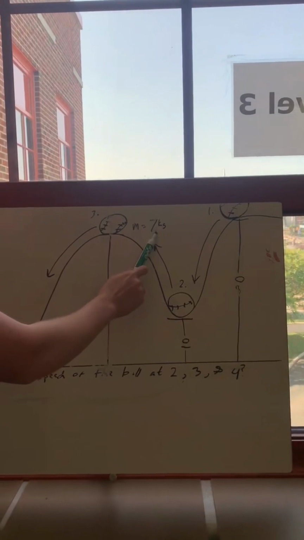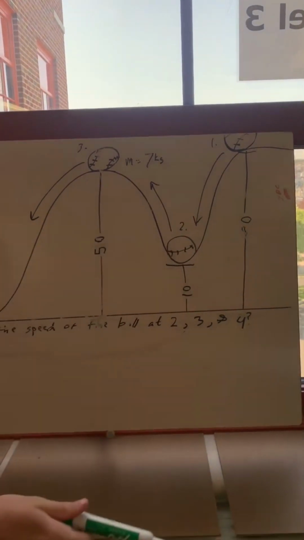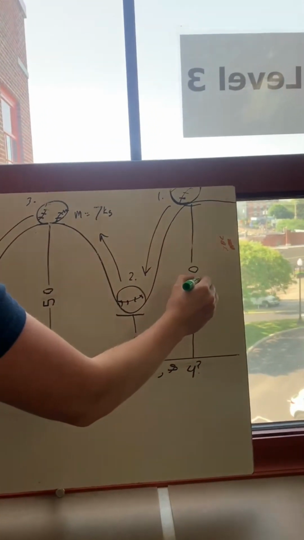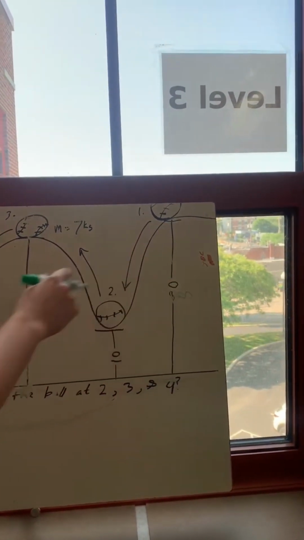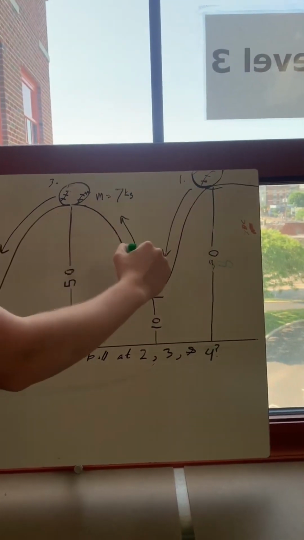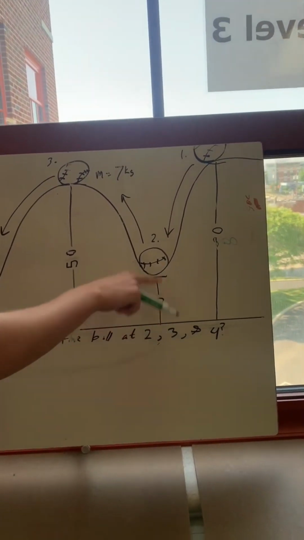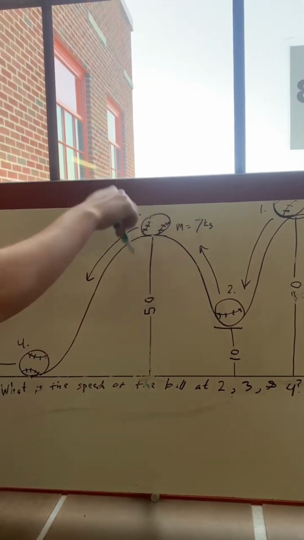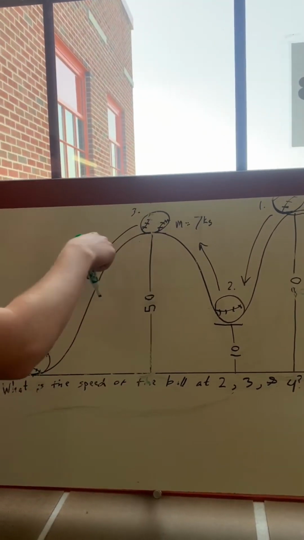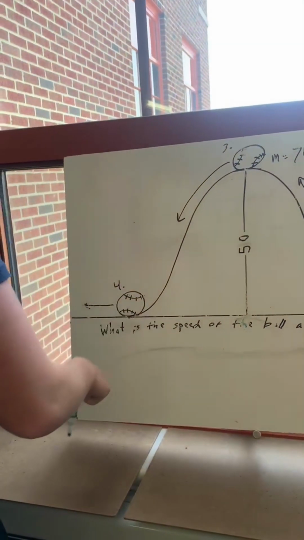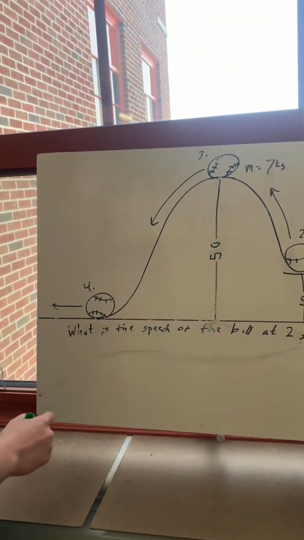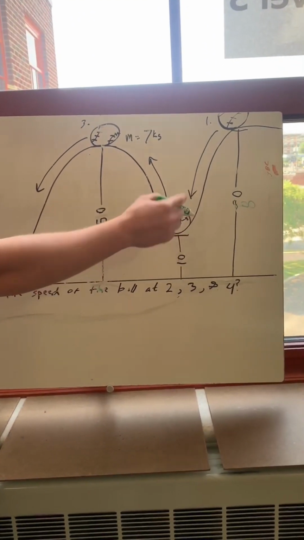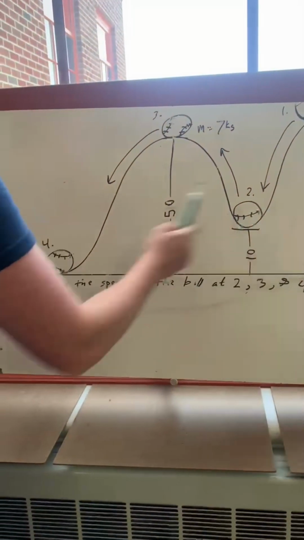A 7 kilogram baseball made of tungsten is on an 80 meter tall hill at phase 1. Phase 2, it rolls down the hill to 10 meters off the ground. Phase 3, it rolls back up to 50 meters off the ground. And phase 4, it is on the ground. What is the speed of the ball at positions 2, 3, and 4?